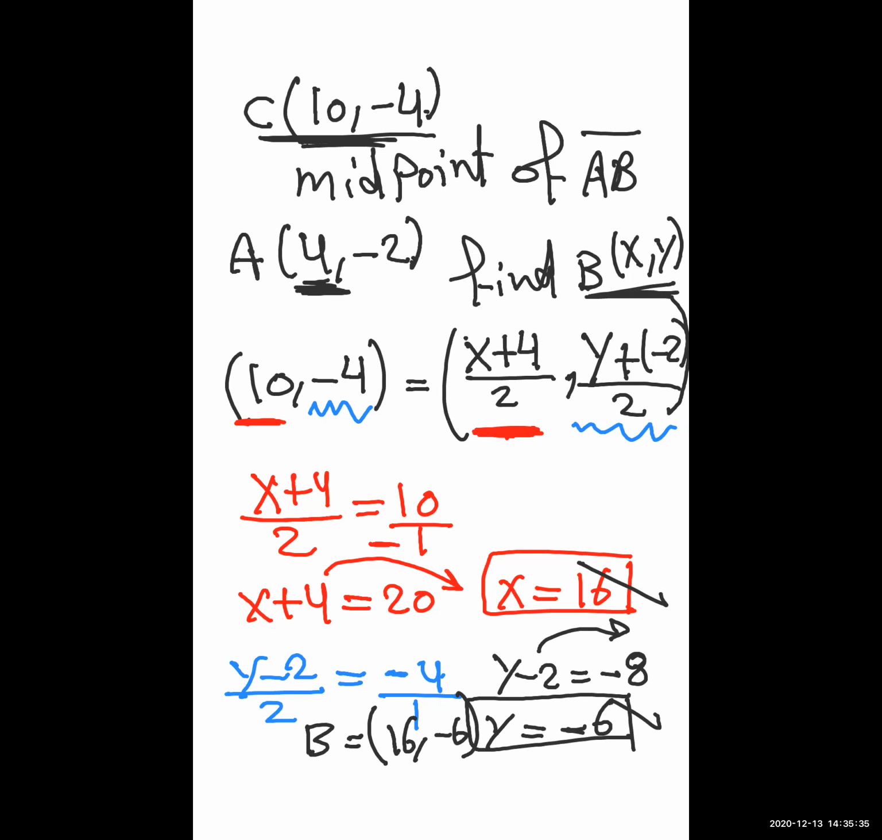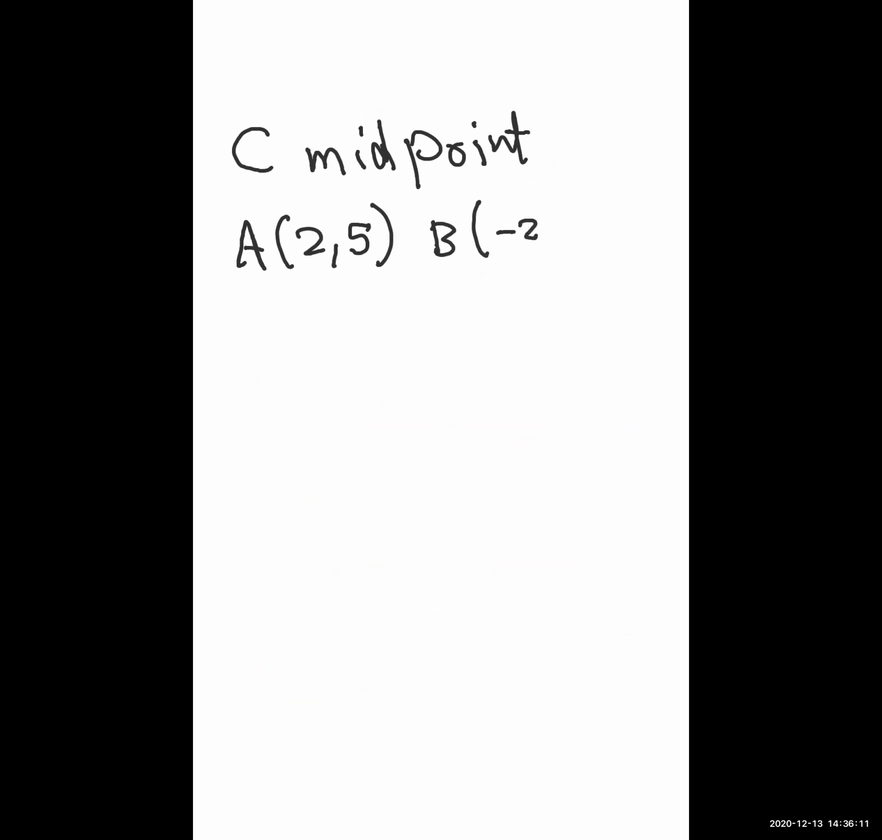Okay, are we clear about this one? Yes, we are. Okay, great. Let's solve one more example. If C is the midpoint of AB, find the value of each of X and Y in the following. Actually, A here is 2 and 5. B here is -2 and -3. And C is X and Y.